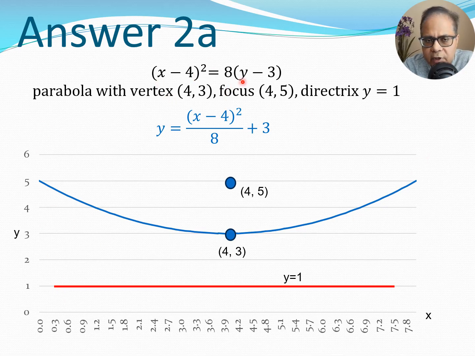(x minus 4) square is 8 (y minus 3). Now if you were to put a negative 8 here, then this is going to flip the parabola in terms of the face which faces outward. It's going to flip it.